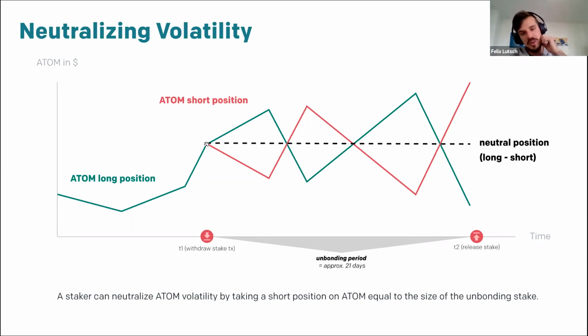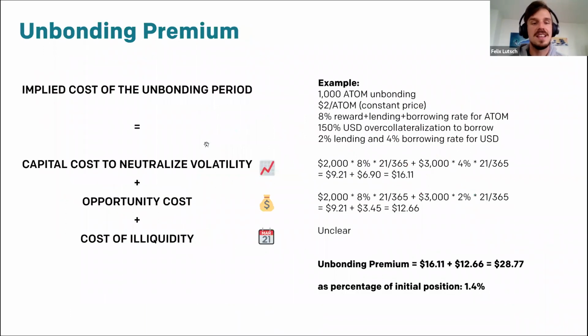Now, to do this, we came up with this term, unbonding premium, right? That's the cost this unbonding premium represents. The way we calculate it: one part is the capital cost to neutralize that volatility. That means I have to put up collateral to borrow the Atom for the short position, I have to pay the borrowing rate on my short position, and I have to pay the interest on the borrowed tokens, the collateral that I was putting up in this case.